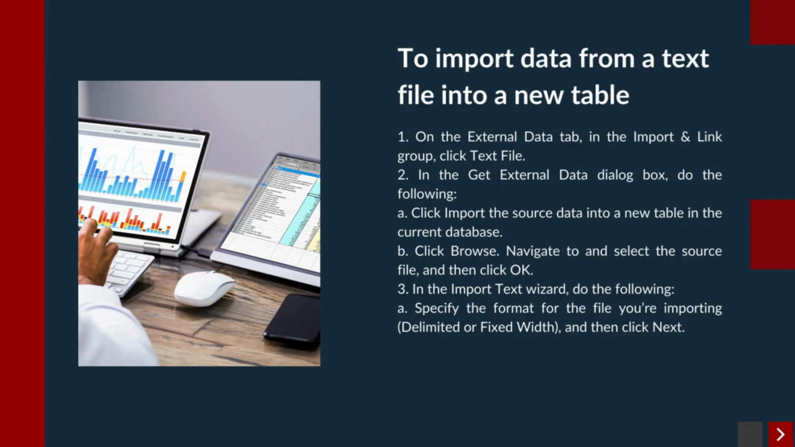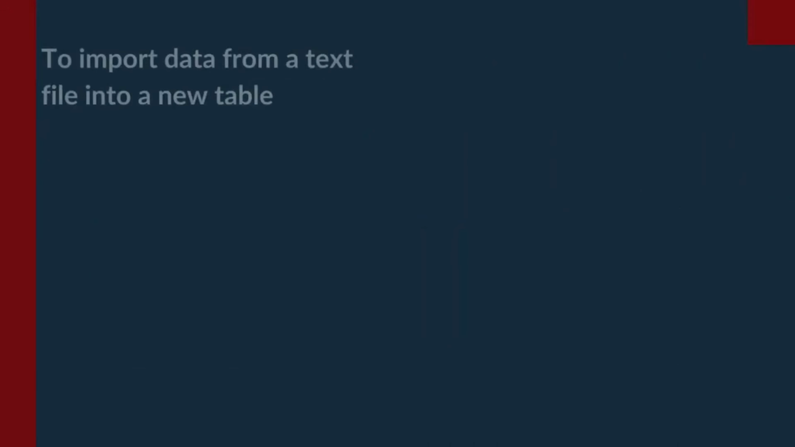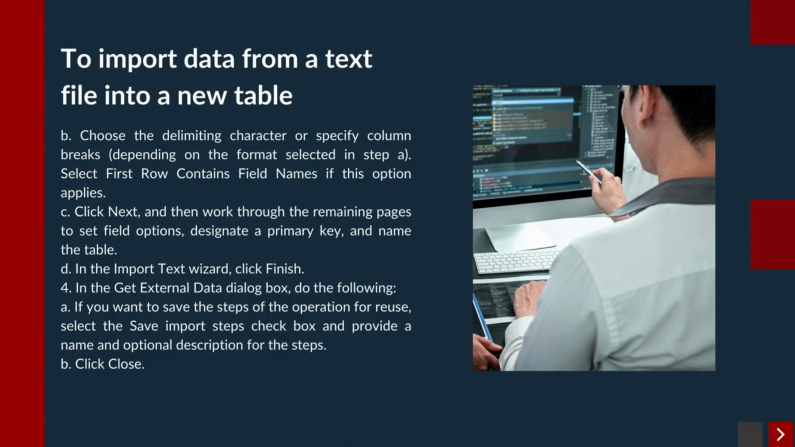3. In the Import Text wizard, do the following. A. Specify the format for the file you're importing, delimited or fixed width, and then click Next. B. Choose the delimiting character or specify column breaks, depending on the format selected in step A. Select first row contains field names if this option applies. C. Click Next, and then work through the remaining pages to set field options, designate a primary key, and name the table. D. In the Import Text wizard, click Finish.